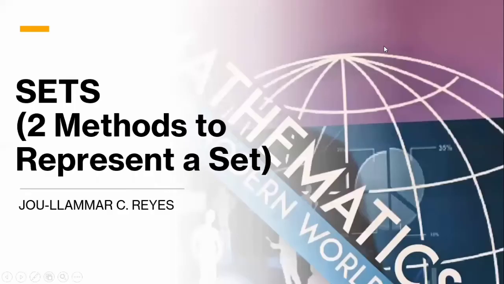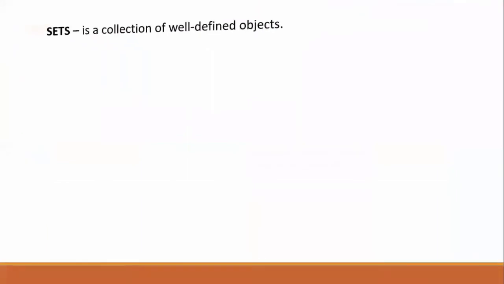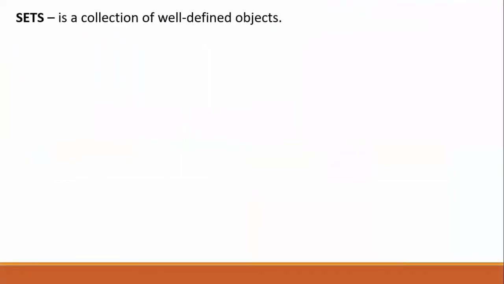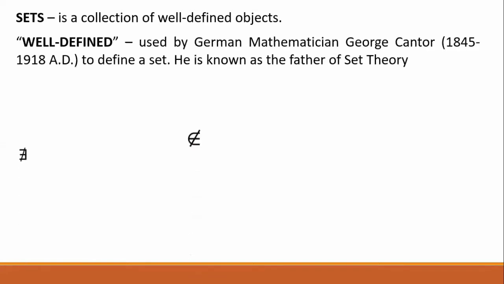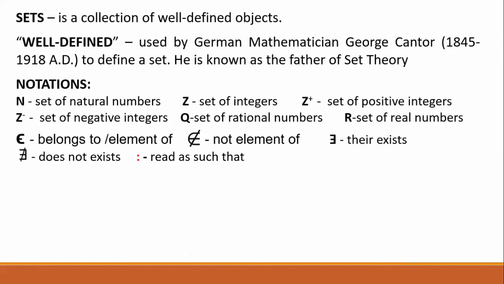Good day, everyone. Our lesson for today is all about sets and the two methods to represent a set. When we say sets or set, it is a collection of well-defined objects. For a collection to be a set, it is necessary that it should be well-defined. The word well-defined was used by a German mathematician, Georg Cantor, in the year 1845 to 1918 AD to define a set. He is also known as the father of set theory.